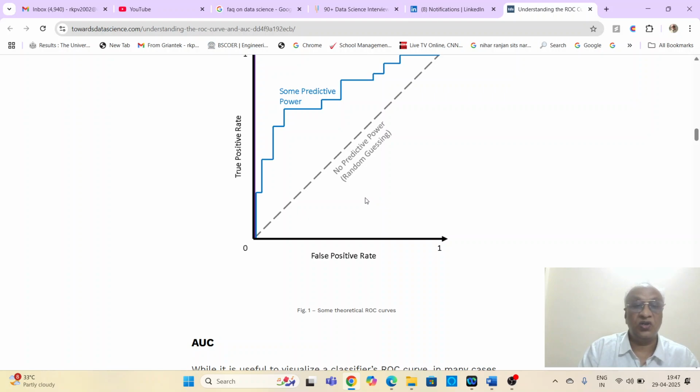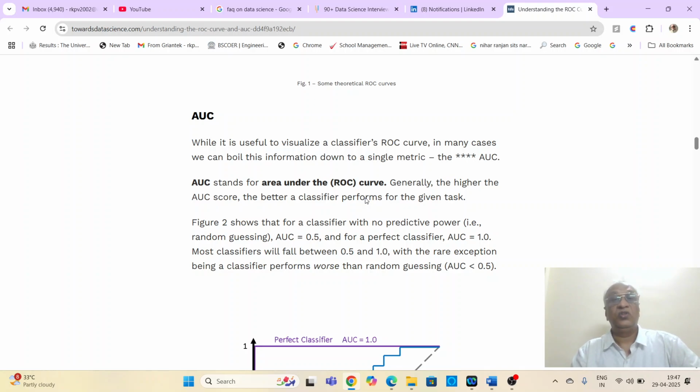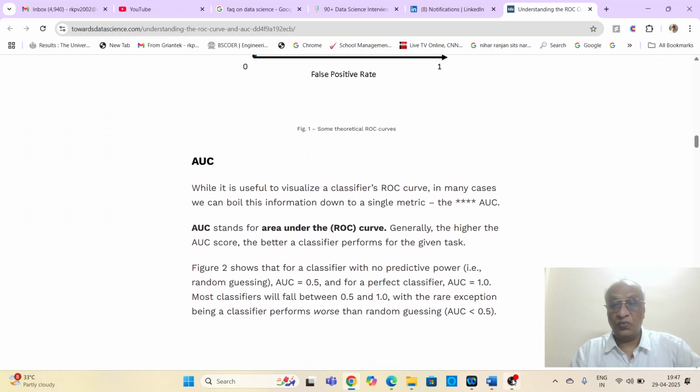This is my ROC curve. You have one more thing called area under curve, which indicates the area under the ROC curve. If your AUC score is higher, the classifier will be performing better. So I'll stop here at this.